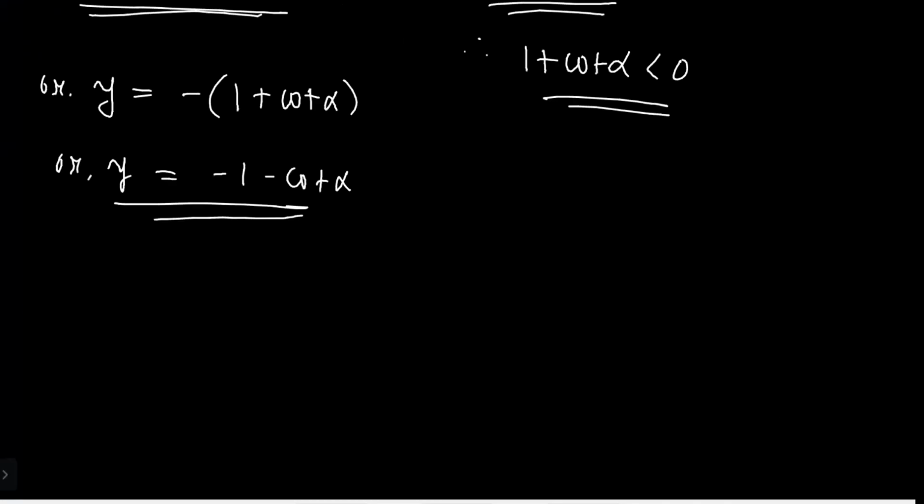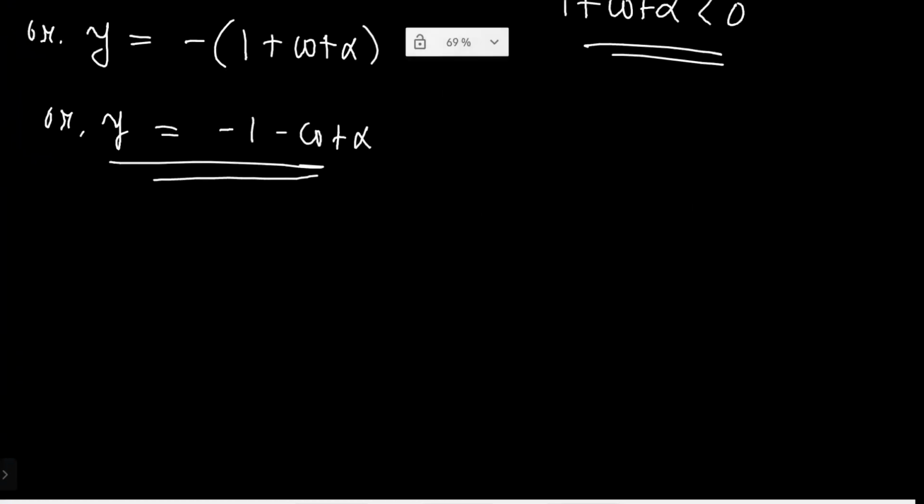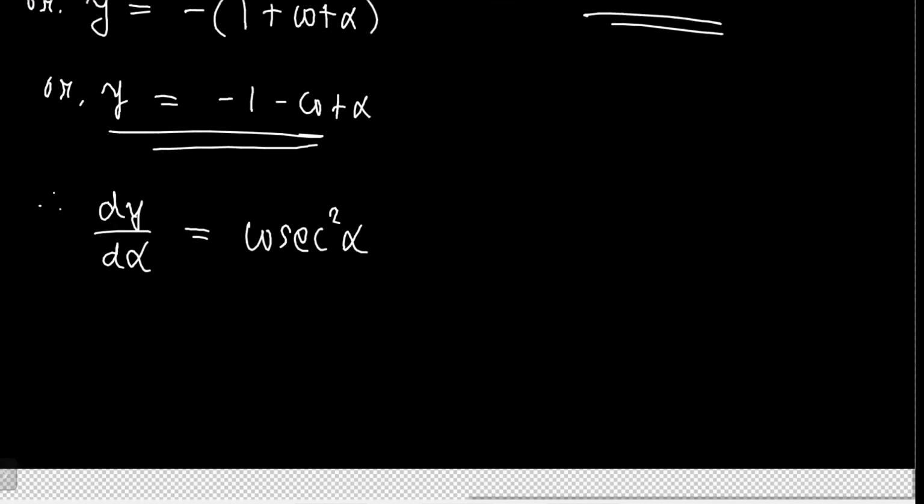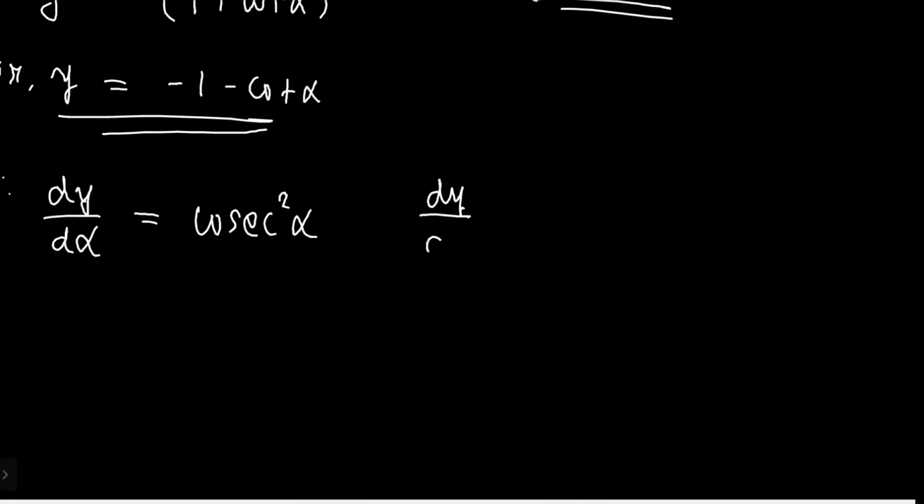Now we have to differentiate this one. We have just broken this into sine and cos so that we can differentiate easily. Now we can differentiate with respect to alpha. That means dy by d alpha will be equal to, now this is a constant, therefore its derivative will be 0, and the derivative of cot alpha is minus cosec square alpha, and here minus is present in front, so minus minus plus, so it will be cosec square alpha.